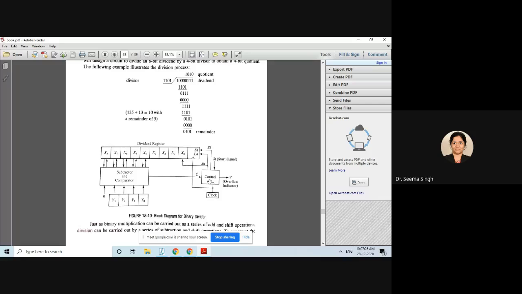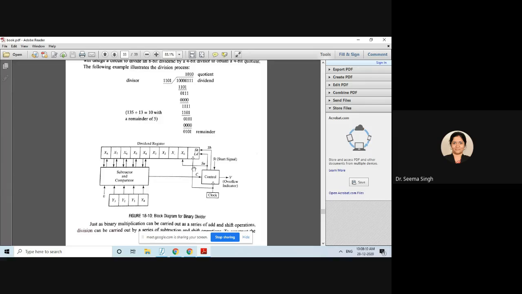Here what you can see, we have a control circuitry, which gives the signal of subtraction as well as the signal of shifting. You also know that as soon as the machine starts, we give a start signal here, and when we give a start signal, the first thing that happens is it loads the machine. And loads the machine means what? In this big register, which you can see is a 9-bit register, actually speaking, your data is loaded in this x0 to x7, because we will be dividing 8-bit data by 4-bit.